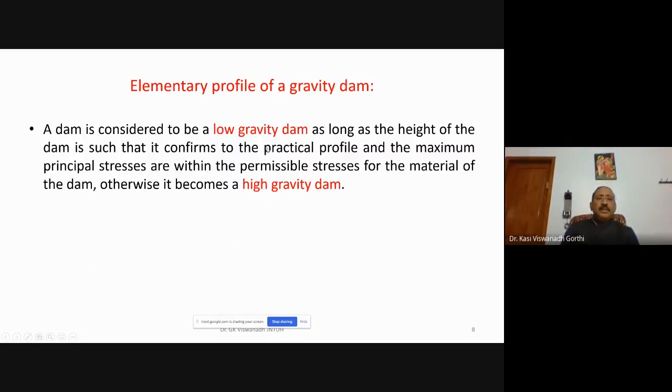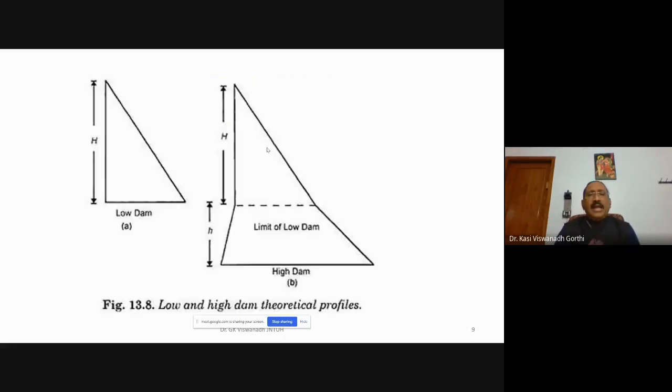This is a road. So a dam is considered to be a low gravity dam as long as the height of the dam is such that it conforms to the practical profile and the maximum principal stresses are within the permissible stresses for the material of the dam. Otherwise, it becomes a high dam. So you have low dam, high dam. The definitions are very clearly given. Low gravity dam: the height of the dam is such that it conforms to the practical profile, and maximum principal stresses are within the permissible. So if the stresses developed are within the permissible stresses of the dam material, naturally the dam will be safe. Otherwise, it becomes a high dam. Low gravity dam, high gravity dam.